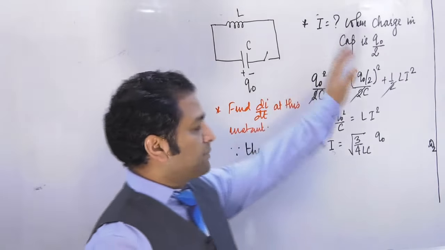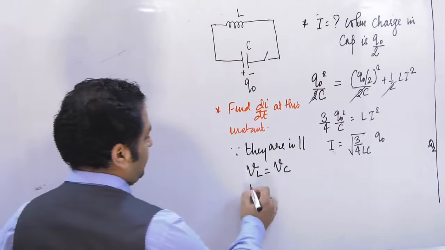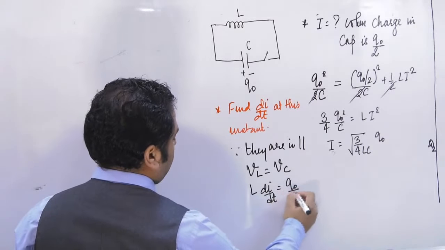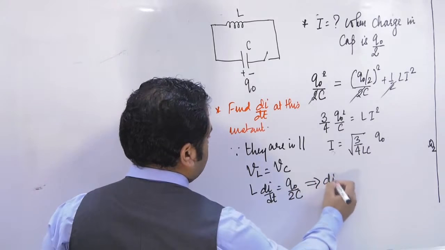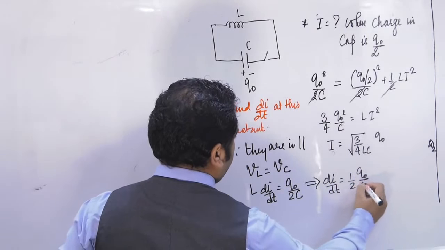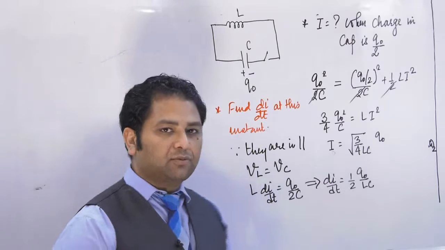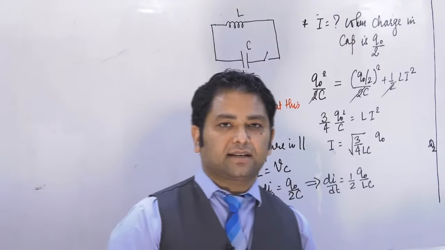So this was one aspect of the solution, and there is another aspect. For the inductor, L di by dt will be equal to Q naught by 2C, and this will give me di by dt equal to 1 by 2, Q naught by LC. So that is the rate at which the current varies at this particular instant.